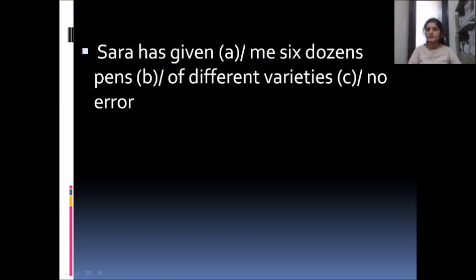Sarah has given me 6 dozen pens of different varieties. Now see, you have 6 dozen pens as your noun over here, which is again our compound noun. In this our main noun is pens, and 6 dozens is telling us the quantity, not the quality, of the pens. So this is acting as an adjective to the main noun, that is pens, and this whole 6 dozen pens is our compound noun. So when 6 dozens is acting as an adjective, we need to drop this s, and dozens have also been specified in number, so we do not need to mention s. So we'll write: Sarah has given me 6 dozen pens of different varieties. So option B is our answer.